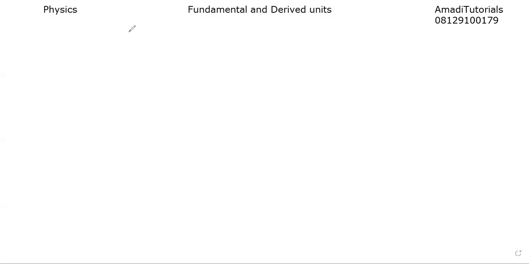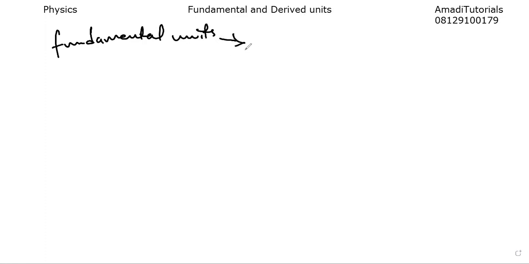So the next topic here now is fundamental and derived units. When you talk about units of measurement, they are divided into two. The first is the fundamental units, and the next is the derived units. So when we say fundamental units, what are we talking about?